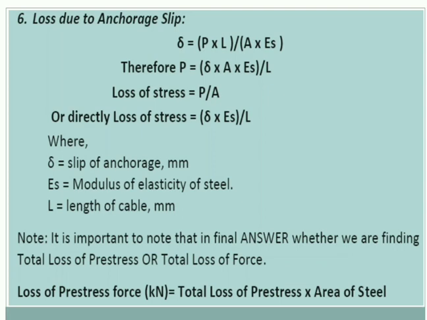The last one is the loss due to anchorage slip. Delta = PL/(A Es). P we find, therefore the loss of stress is P by A, or we can directly get the loss using the formula delta into Es divided by L. So with this I have just run through the discussion of the losses in pre-stress. Note down these formulas. Now this is not the time for sitting and understanding. You have to manually practice the examples now. You had a lot of time for understanding, and hopefully you have done it at that time.